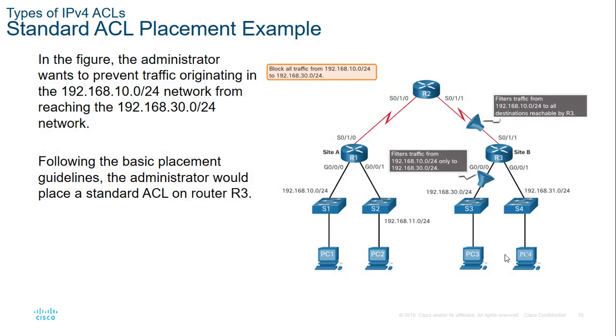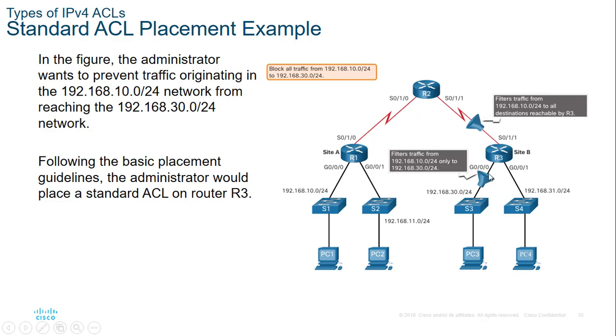So here, the administrator wanted to prevent traffic originating in the 10 network over here from reaching the 30 network, which is over here. And this is our original scheme that we have. But if you remember, we blocked everything from right here. The 10 network wasn't allowed to talk to anybody, right? Wasn't allowed to leave, so we put it right here on the S10. And I guess, if you remember correctly, it was actually S00 in our Packet Tracer.